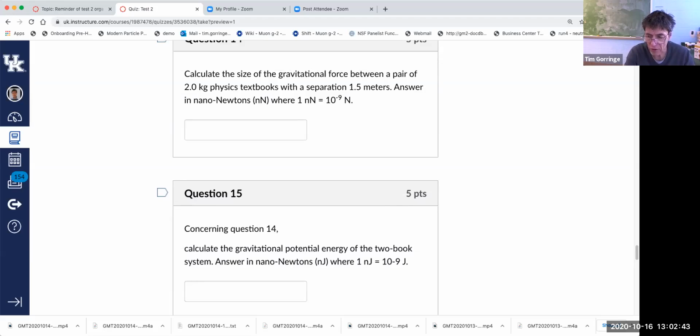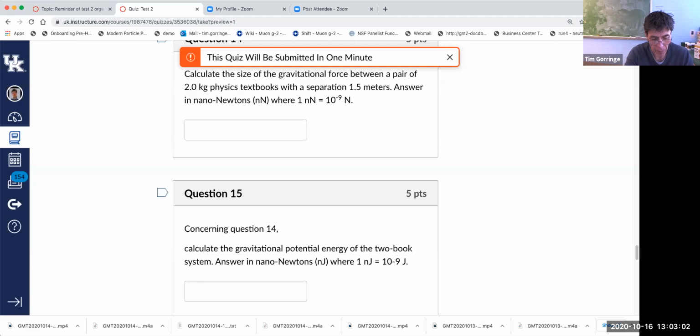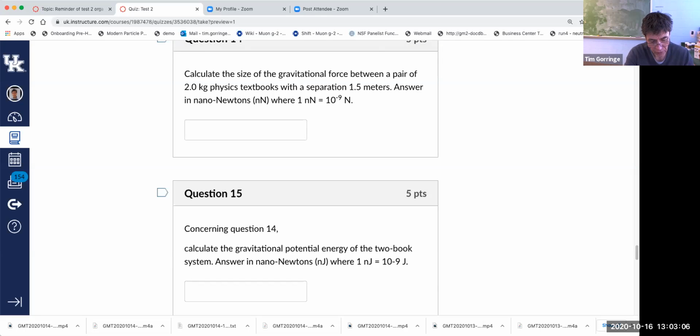Okay, next pair of questions is 14 and 15, which are about the gravitational interaction between a pair of textbooks. And we're told that we've got two textbooks, they each weigh 2 kilograms, they're separated by 1.5 meters. We've got to figure out the force and the gravitational potential energy of this arrangement of masses.